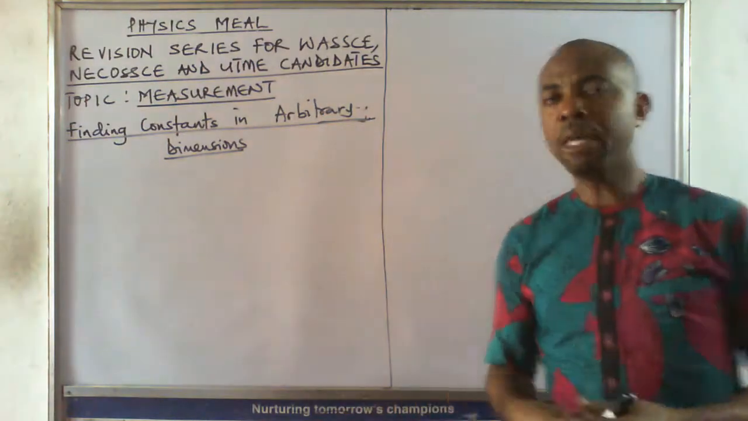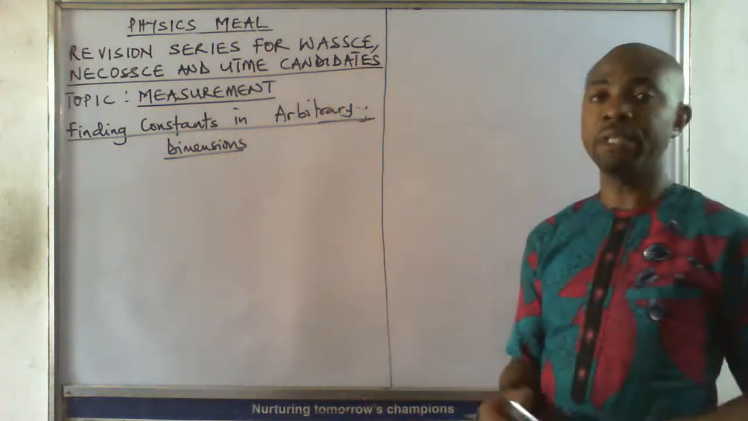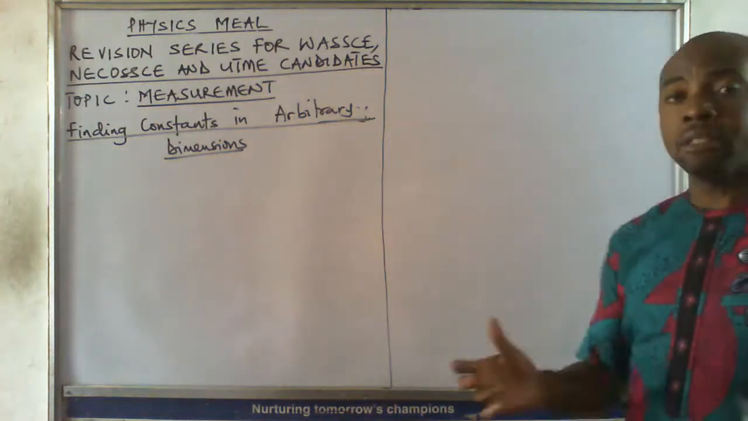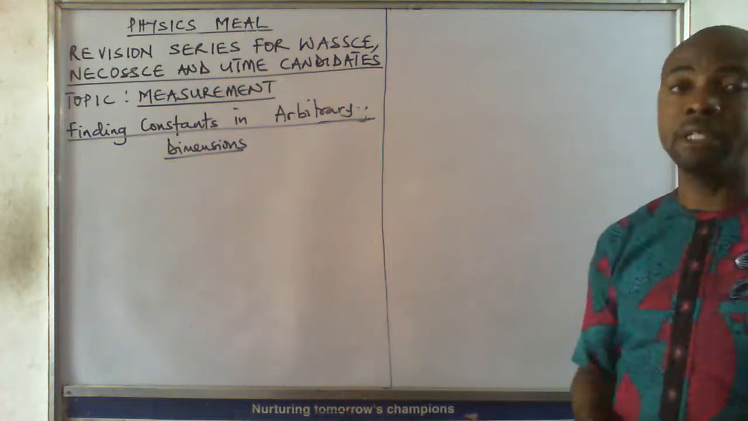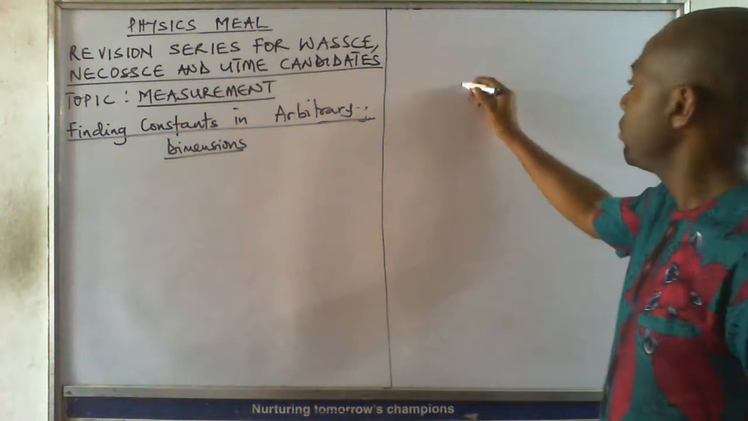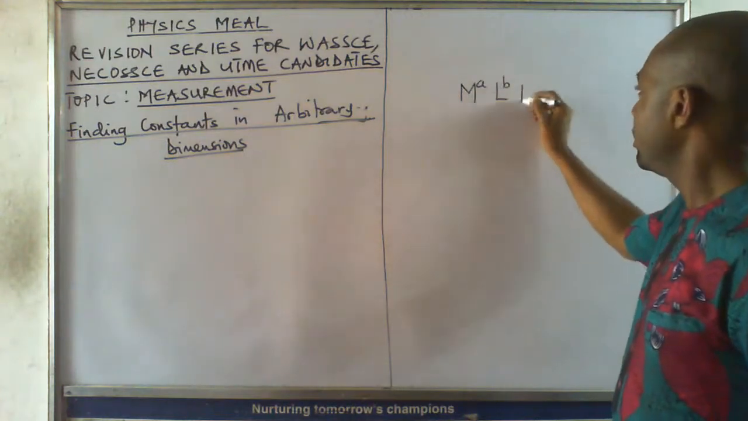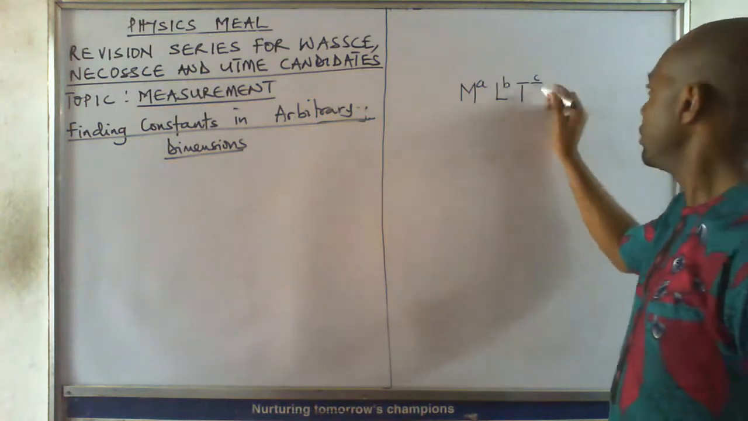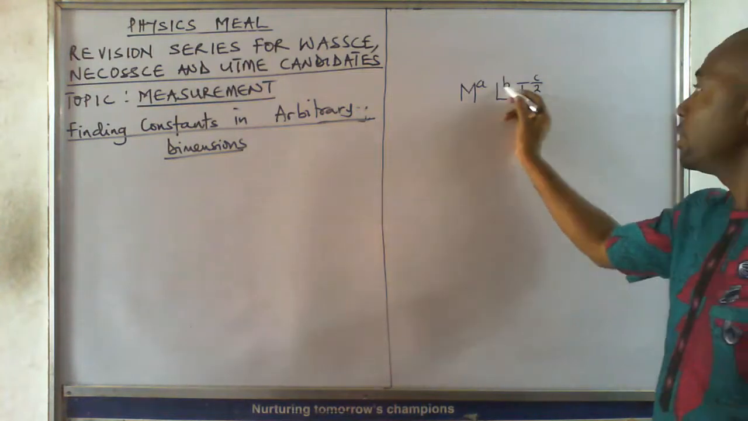What do we mean by arbitrary dimension? If we have a dimension that is not well specified, that still contains unknowns, that particular dimension is said to be what? Arbitrary dimension. Let's take, for example, we have this: L raised to power b, T raised to power, maybe, c over 2. Now this is an arbitrary dimension because we don't know this.